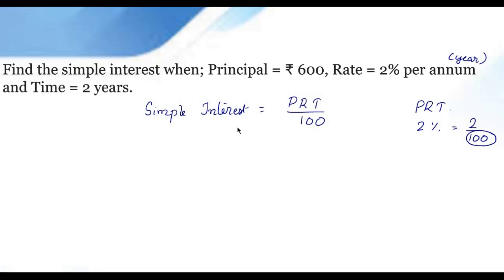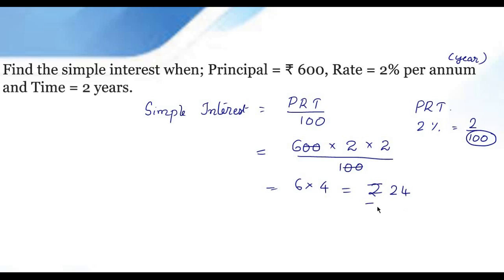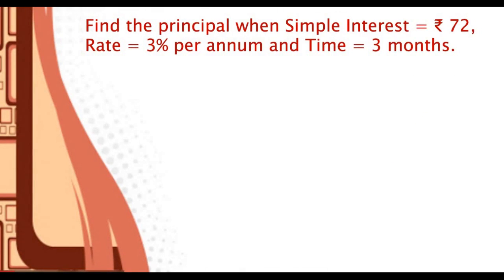So we are calculating simple interest. What is the principal given? It is 600 and the rate is 2. The time taken is 2 years, by 100. We can cancel the 0s. 6 times 4, it is rupees 24. So what is the meaning? The simple interest for the principal of rupees 600 is rupees 24.